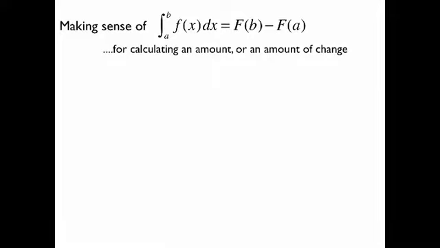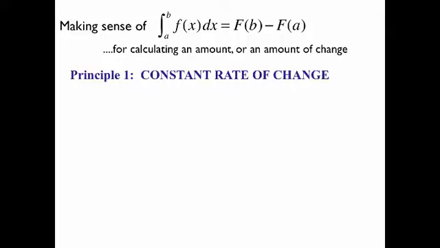Okay, what are we doing? We're making sense of this expression. This is our fundamental theorem expression. We're making sense of this. And now we kind of see what it's about. It's for calculating some amount or an amount of change, like what you did with the insects. The goal was how much did the insect population change, or what was the total number of insects after a certain amount of time? So that's what this is about.